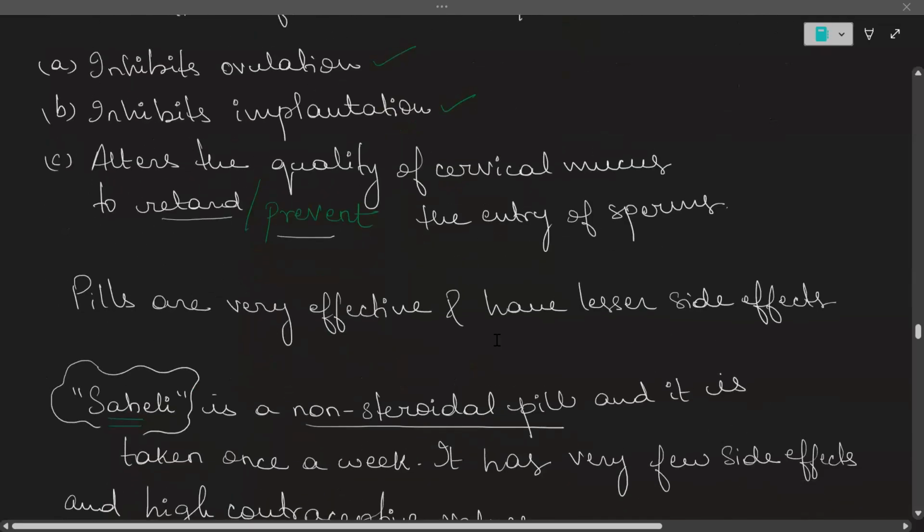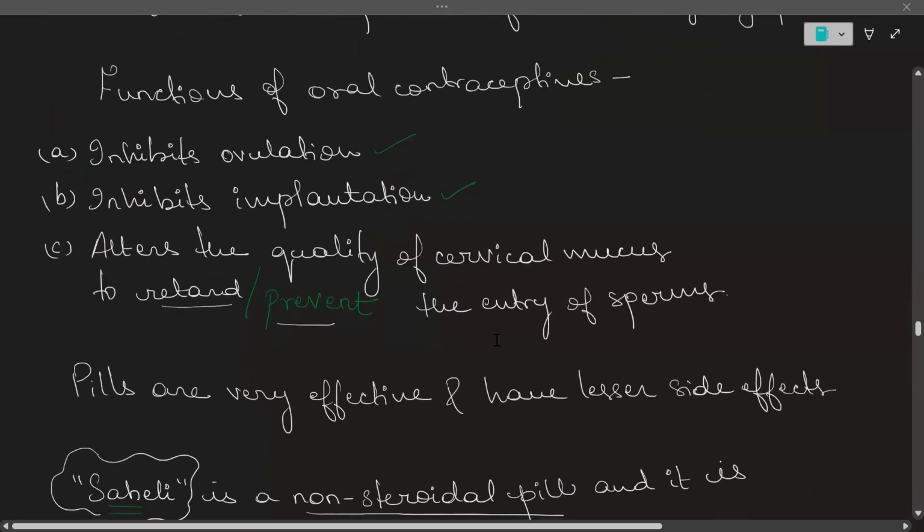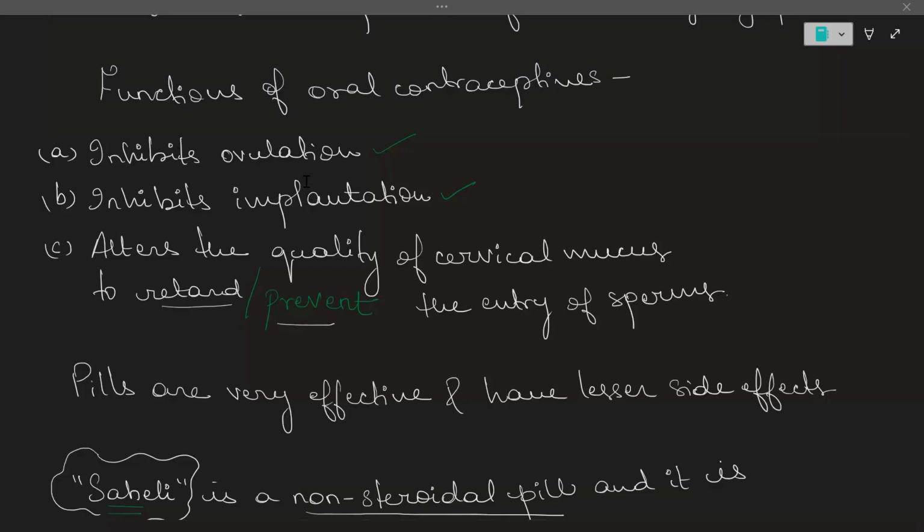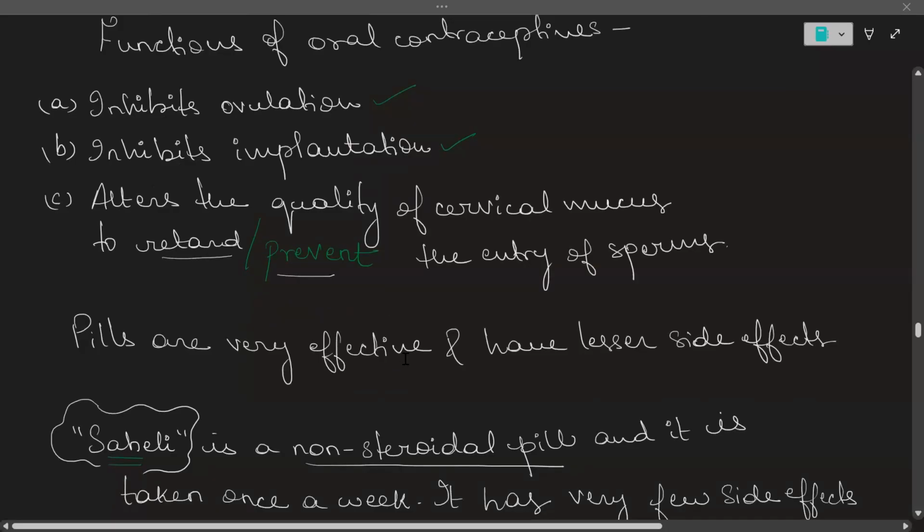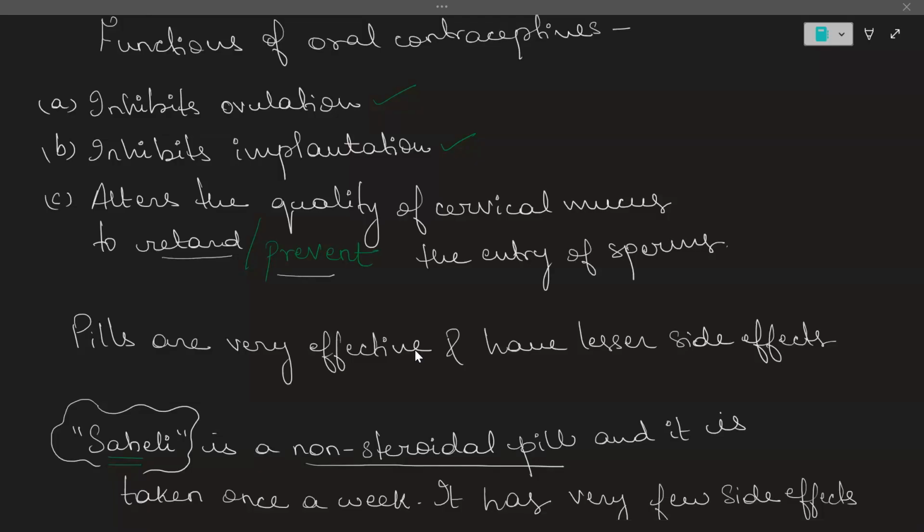Talking about what the oral contraceptive does, the first thing is that it inhibits ovulation. It does not let ovulation happen. It inhibits implantation. Let's say fertilization took place, but it will not let it get implanted. Apart from that, it alters the quality of the cervical mucus, making it so thick that the sperms can't enter through it. They are very effective and in comparison to all the other contraceptives, they have fewer side effects.